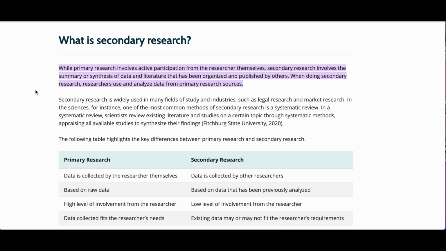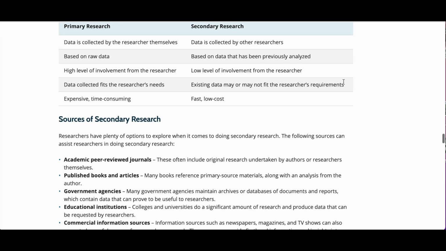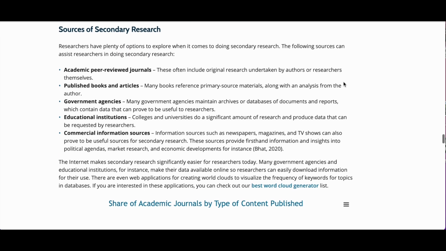So while primary research involves active participation from the researcher themselves, secondary research involves the summary or synthesis of data and literature that has been organized and published by others. When doing secondary research, researchers use and analyze data from primary research sources. Which is somewhat true. You can also still use other secondary sources when you are doing secondary research. That's fine. It becomes a little convoluted when we get to a source that's referencing a source that's referencing a source that's referencing a study. But if that's the flow of knowledge and how it's moved through the conversation, that's the flow of knowledge and how it's moved through the conversation.